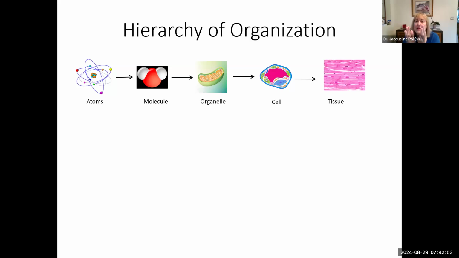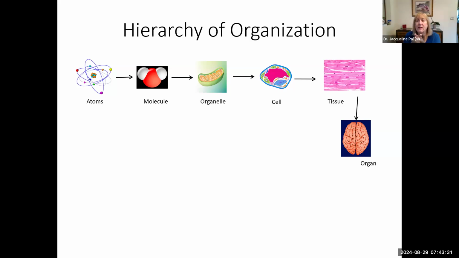Now, I told you there were four types of tissue. So when we take that same definition, two or more types of tissue working together for a common goal, now we're going to form organs. Do you recognize this organ? Yes, that's right. That's a human brain.